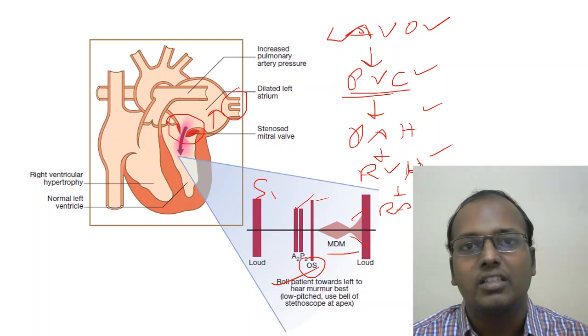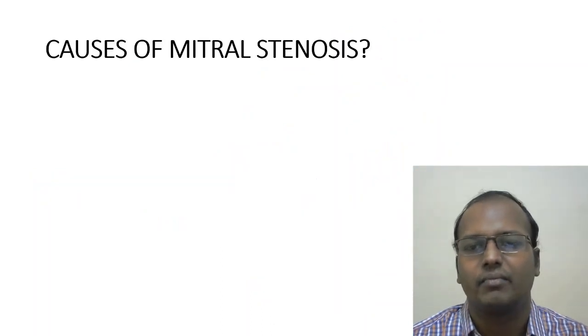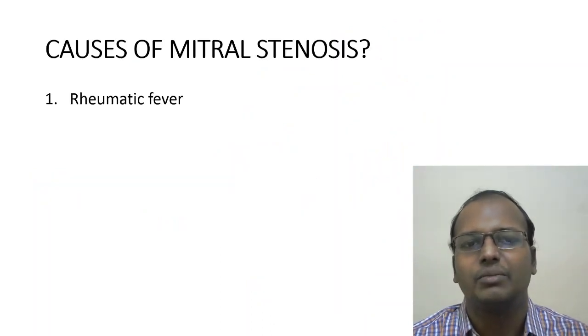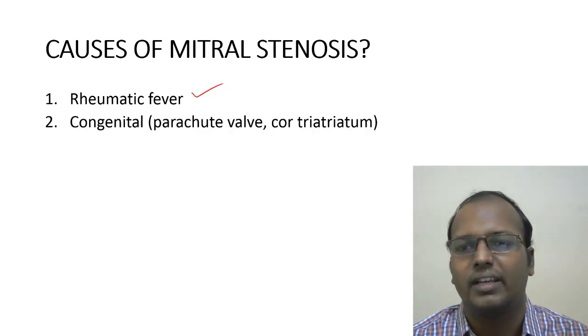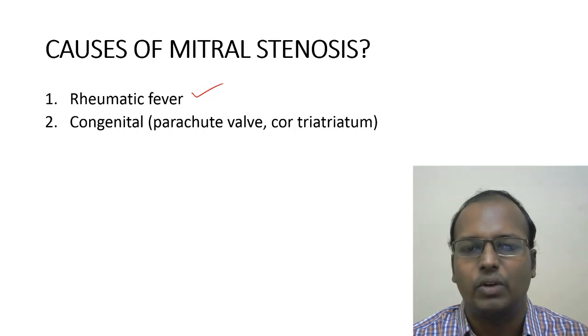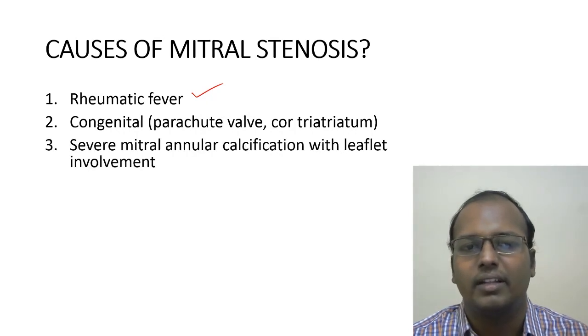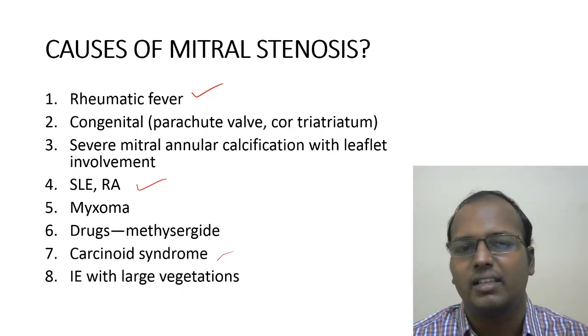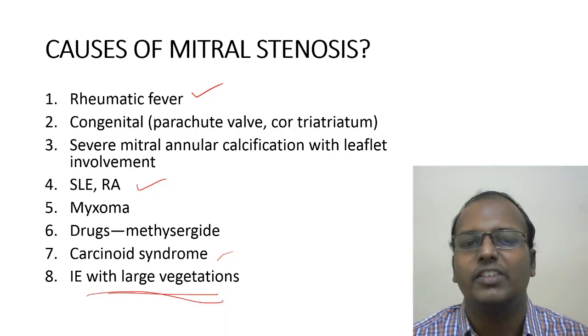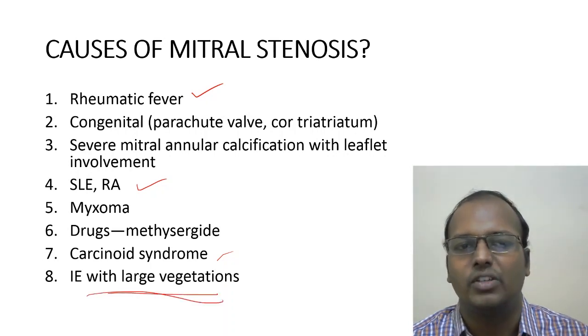Alright. So what are the causes of mitral stenosis? First, the most important cause is rheumatic fever and rheumatic heart disease. Then comes congenital causes, that is parachute valve or cor triatriatum. Then mitral annular calcification with leaflet involvement, SLE or rheumatoid arthritis. Myxomas or drugs like methysergide, and carcinoid syndrome. These are the common causes. Sometimes infective endocarditis with large vegetation can also lead to mitral stenosis.